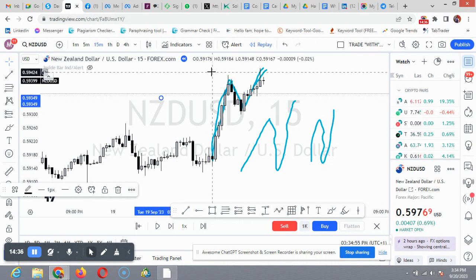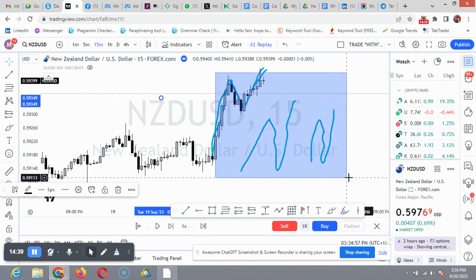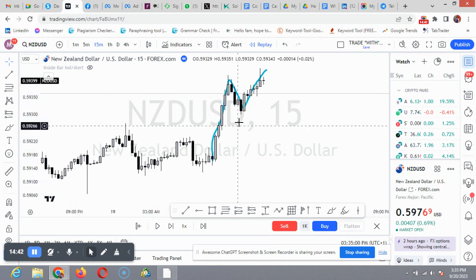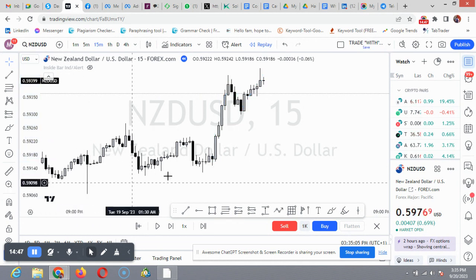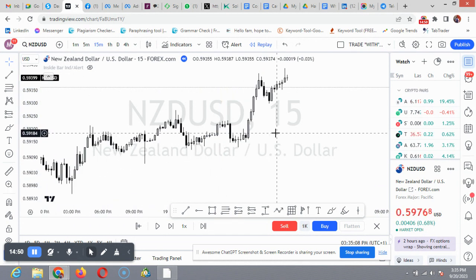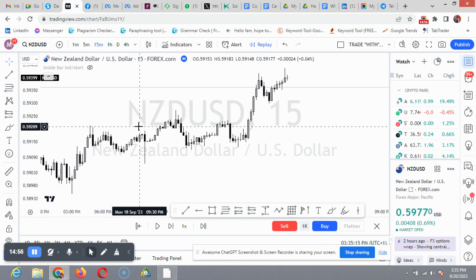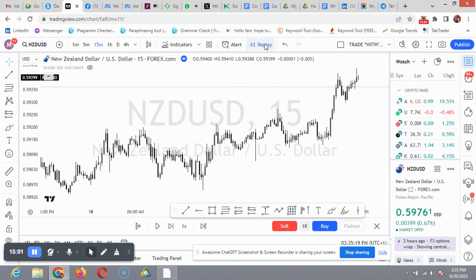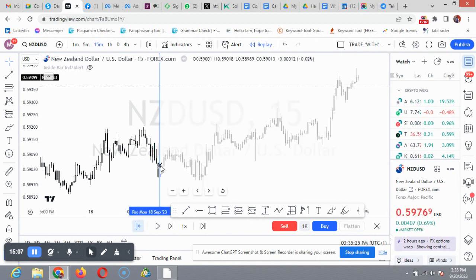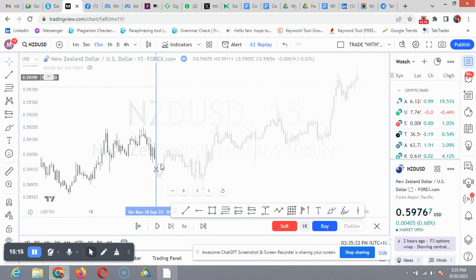So let's find a bearish situation. This will be very practical. So let's find a bearish situation so I can show you. Now take a look at this. Let's find the bearish situation. All right, cool. This is very clear. So take a look at this, guys.